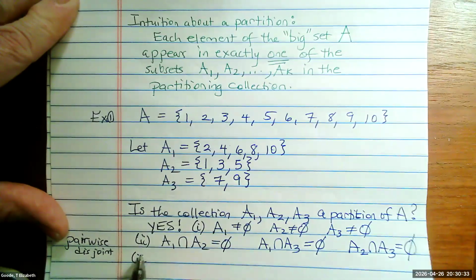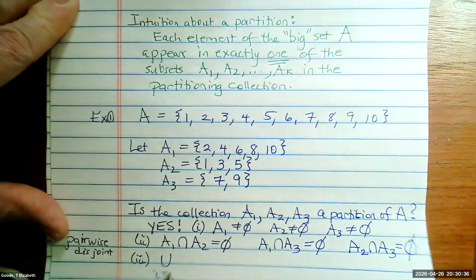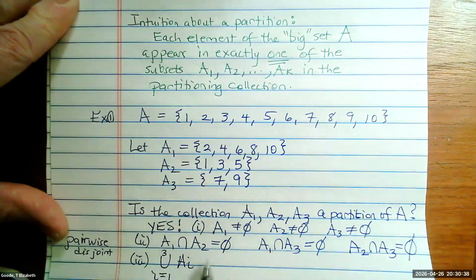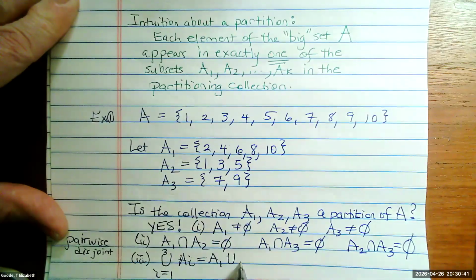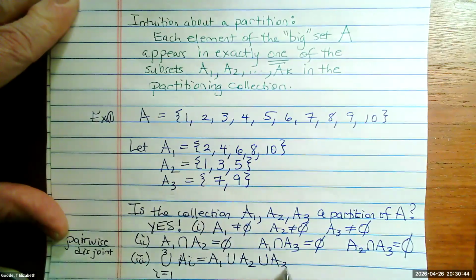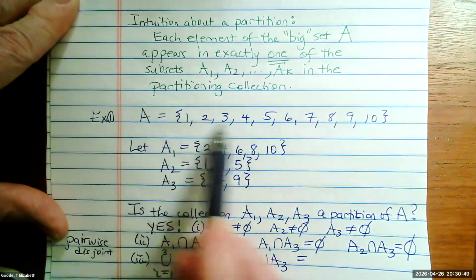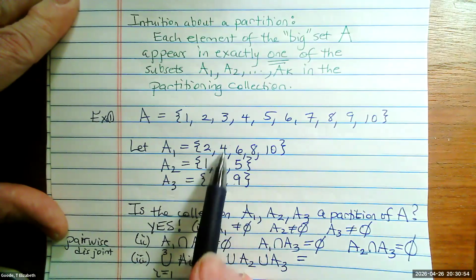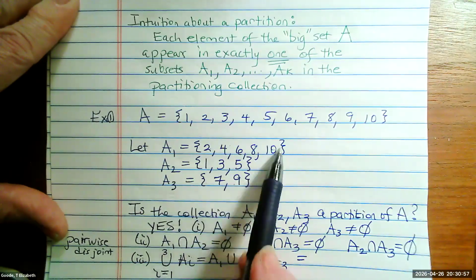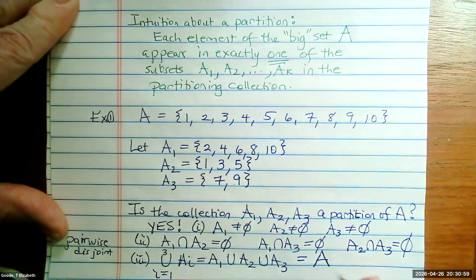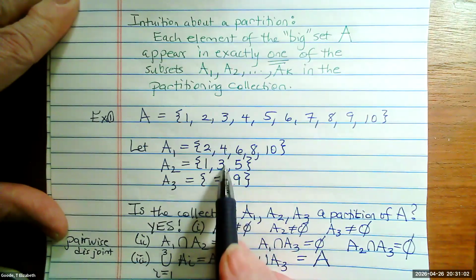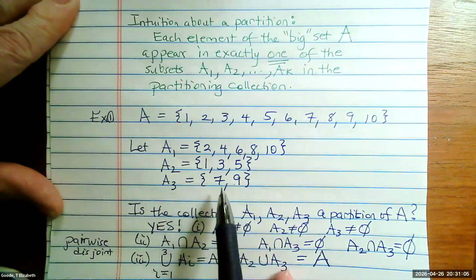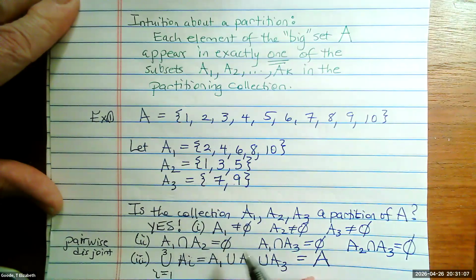And then 3, if we take the union from i equals 1 to 3 of these A sub i's, in other words, if we look at A1 union A2 union A3, do we get all of A back? Is every element in A in at least one of these? Yes, 1, 2, 3, 4, 5, 6, 7, 8, 9, 10. So when we union those together, we do get all of A. But none of these have any overlap with the others, so they're pairwise disjoint, and none of these is empty. So it is a partition.